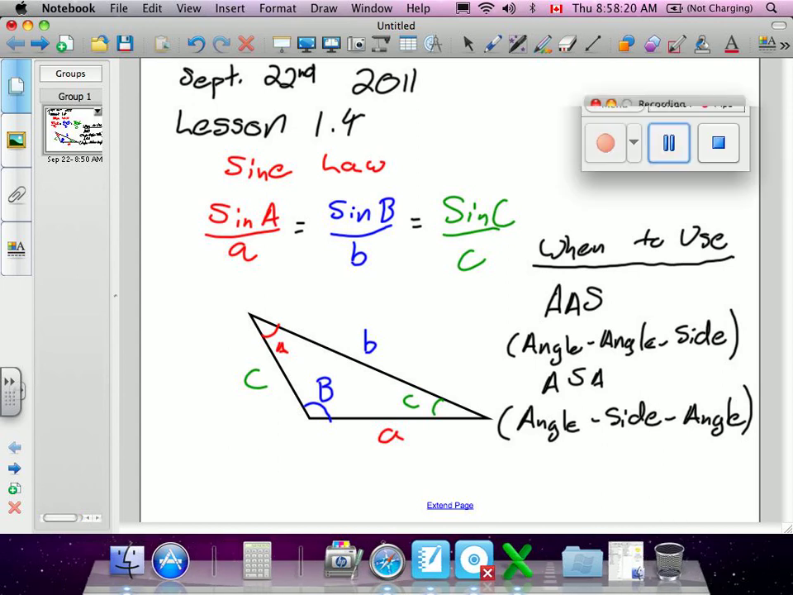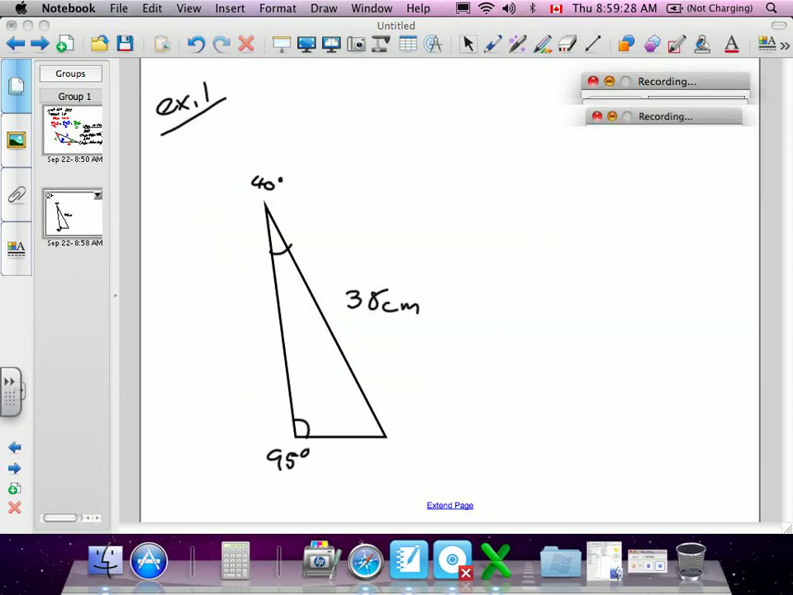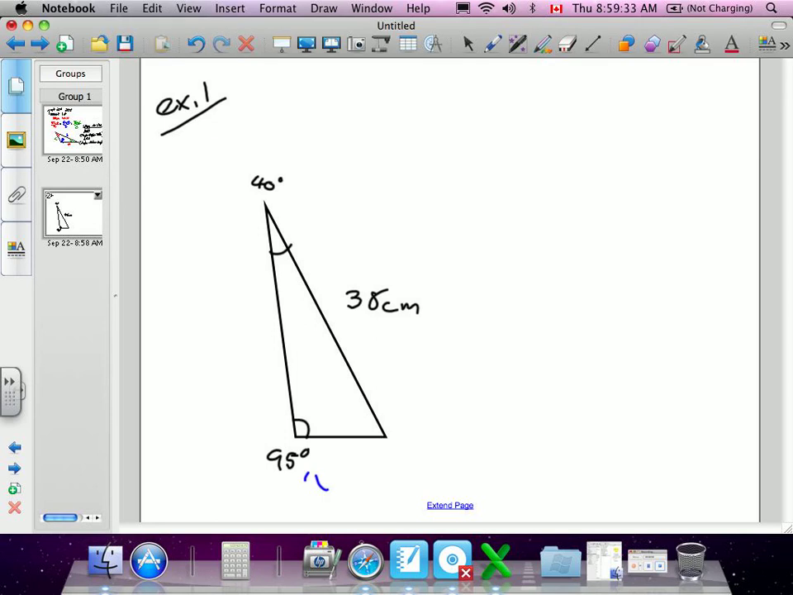Okay, so in example 1, they've given us this triangle. We have an angle, another angle, and a side. Okay? First thing I'm going to do is I'm going to name this triangle. Now they've technically named it E, here's side E, D, side D, and F, side F. But I'm not going to use the letters they had. We're going to use our own letters. Okay? So remember what I told you?